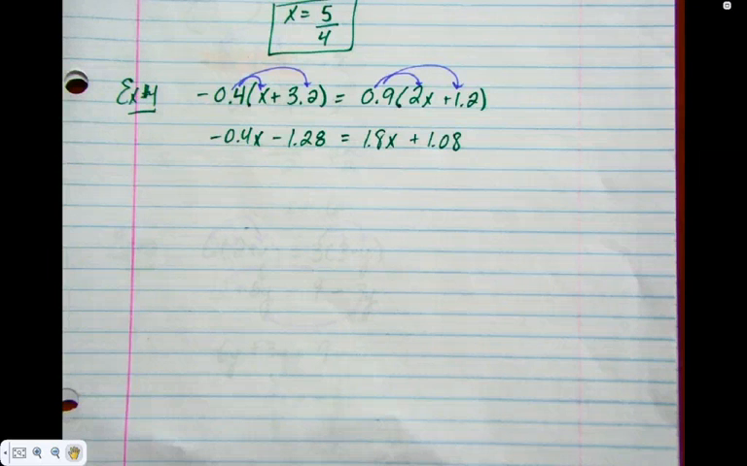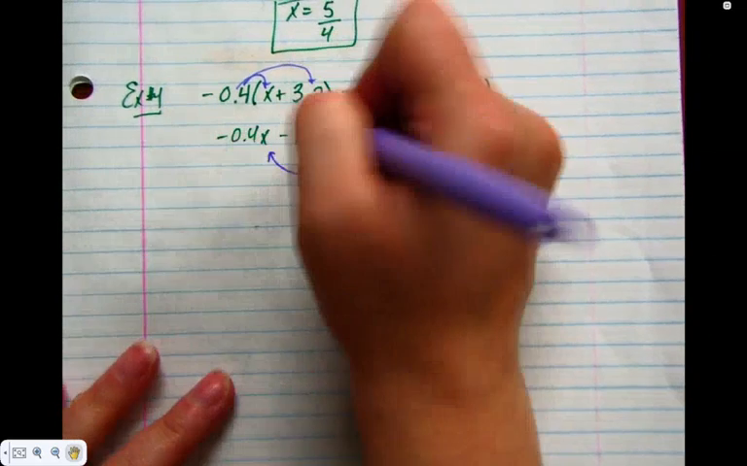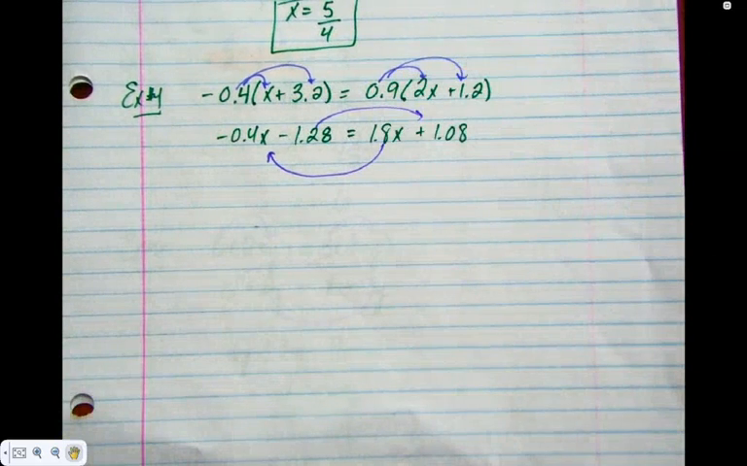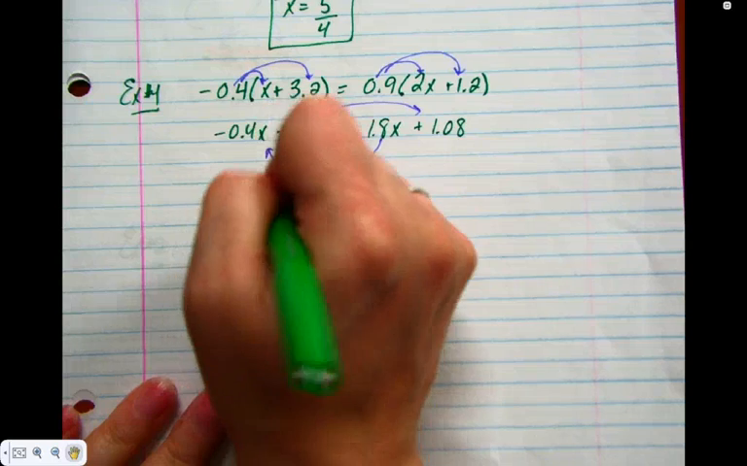What do we do now? The x's onto one side and the constants onto the other. So the 1.8x has to come over. The -1.28 has to go over to the right. Usually we put the x's on the left, but mathematically it doesn't matter. If you took the x's over, that's fine. I'm going to do the short way. If you like the long way, do the long way. I'm going to keep the -0.4x.